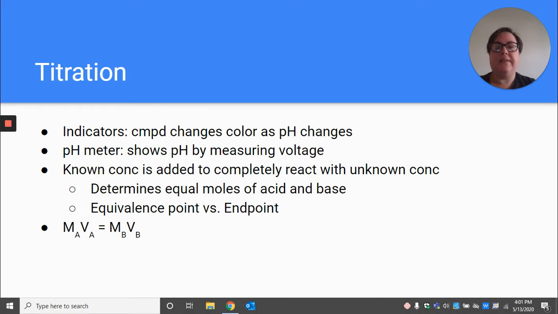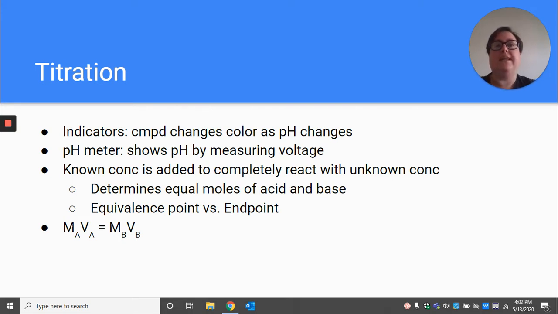Titrations use an indicator. An indicator is something that will change color depending on if it's in an acid or a base. What you do is you put your acid in a beaker, and then you slowly start adding base until it reaches the equivalence point. The equivalence point is when you have an equal amount of moles of acid and base. The indicator, if we pick the correct one, will change color, called the end point, at that same time as we reach the equivalence point. So right when we get equal amounts, our indicator should indicate that by changing color.